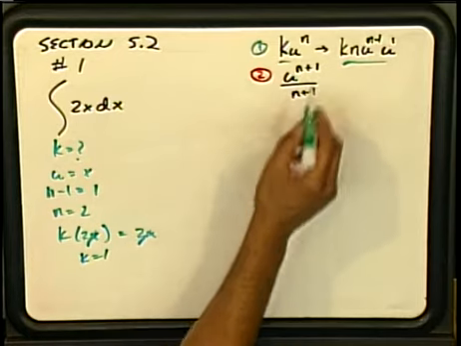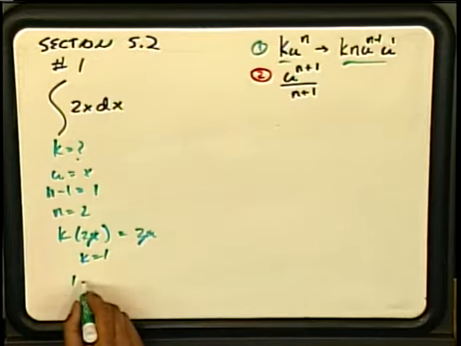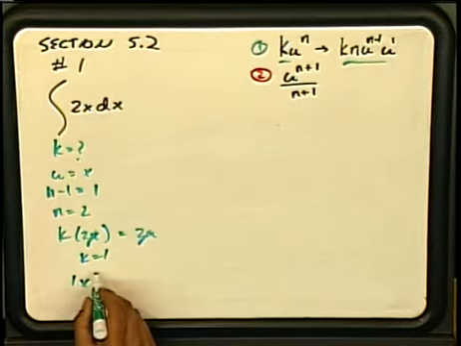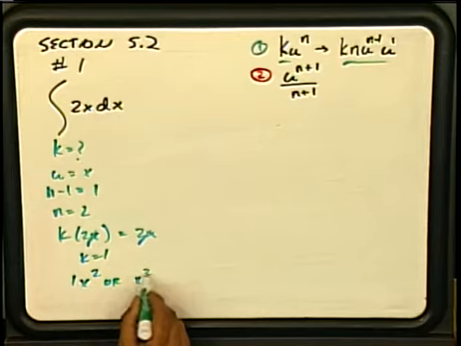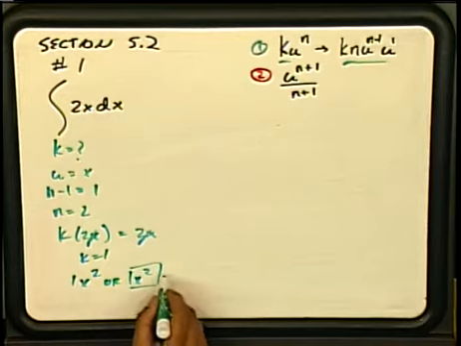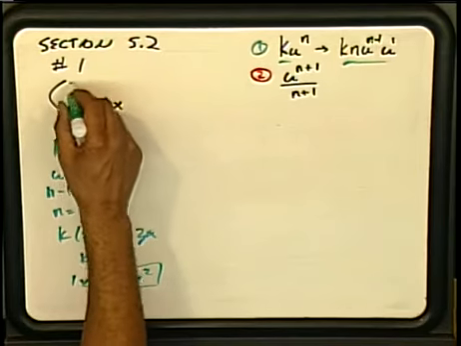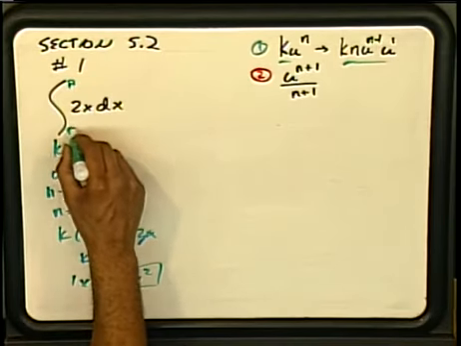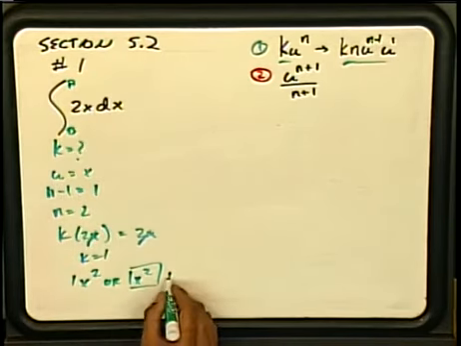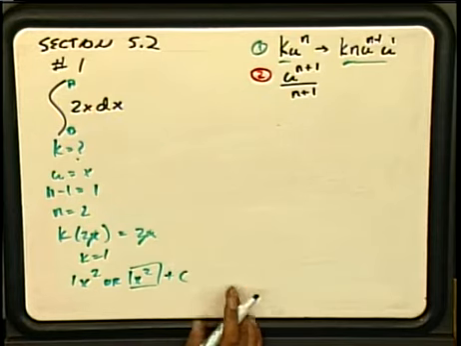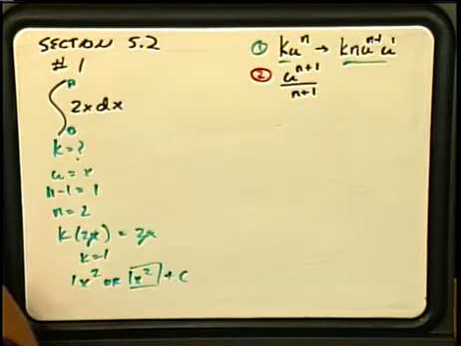Write it like this time. 1 x to the n, which is 2, or x squared. Since it's an indefinite integral, there's no a and b limits, so it's plus c, which is that constant.